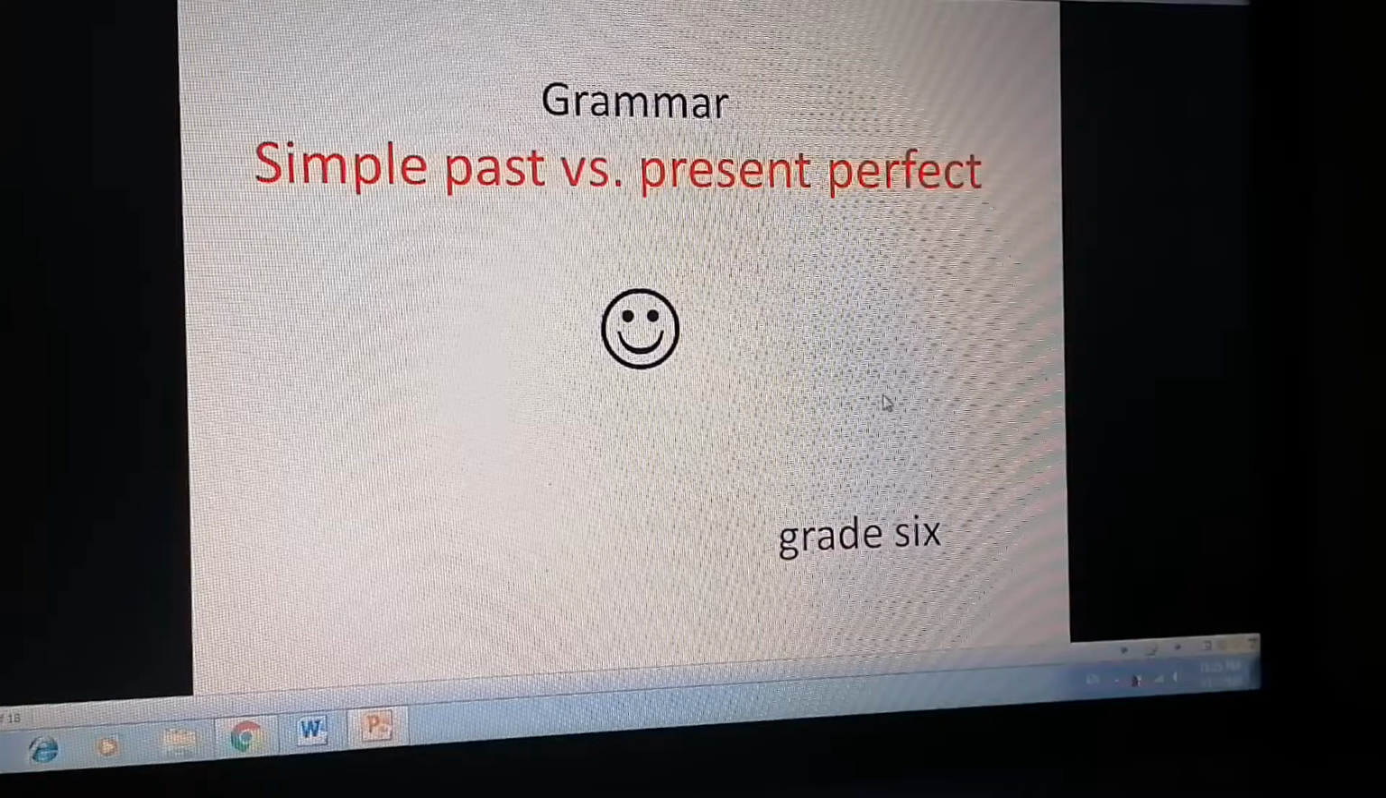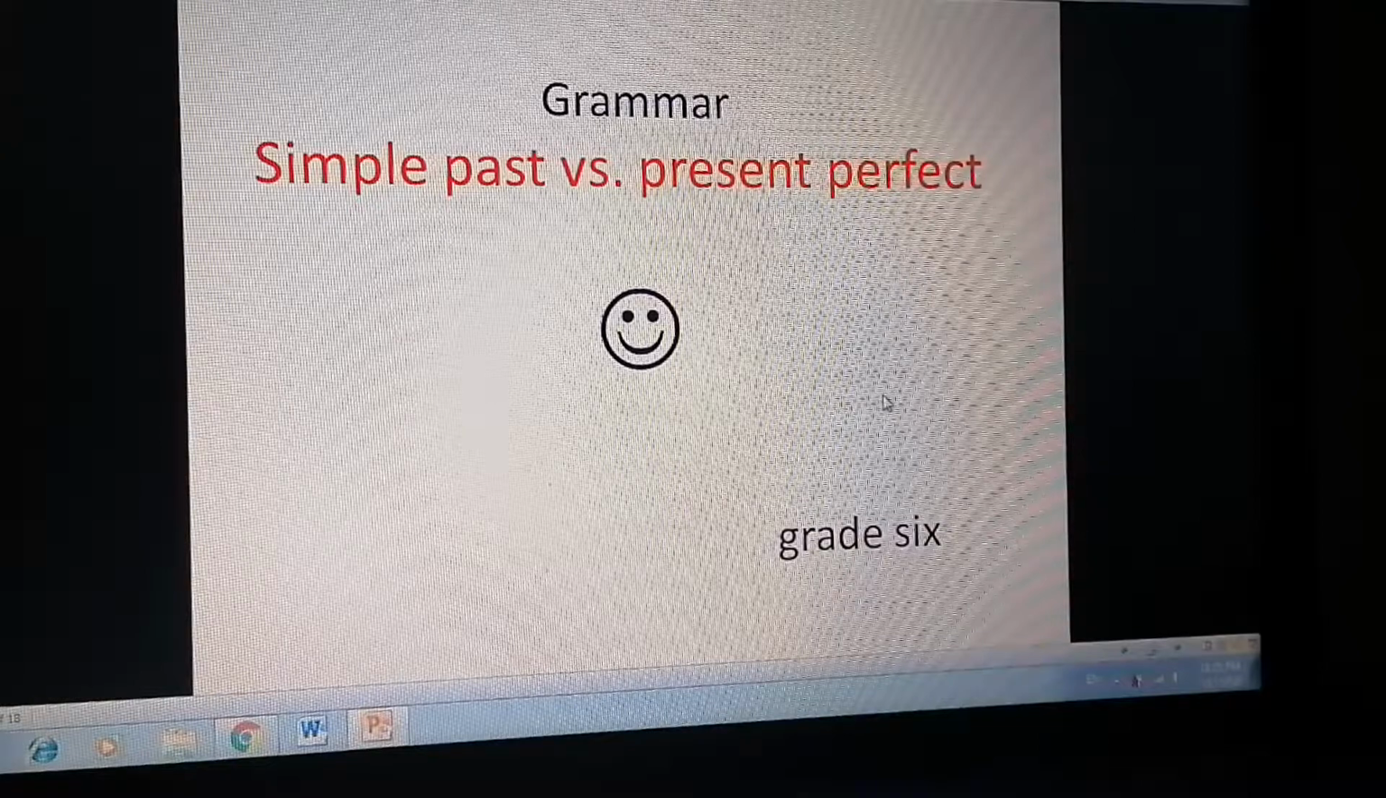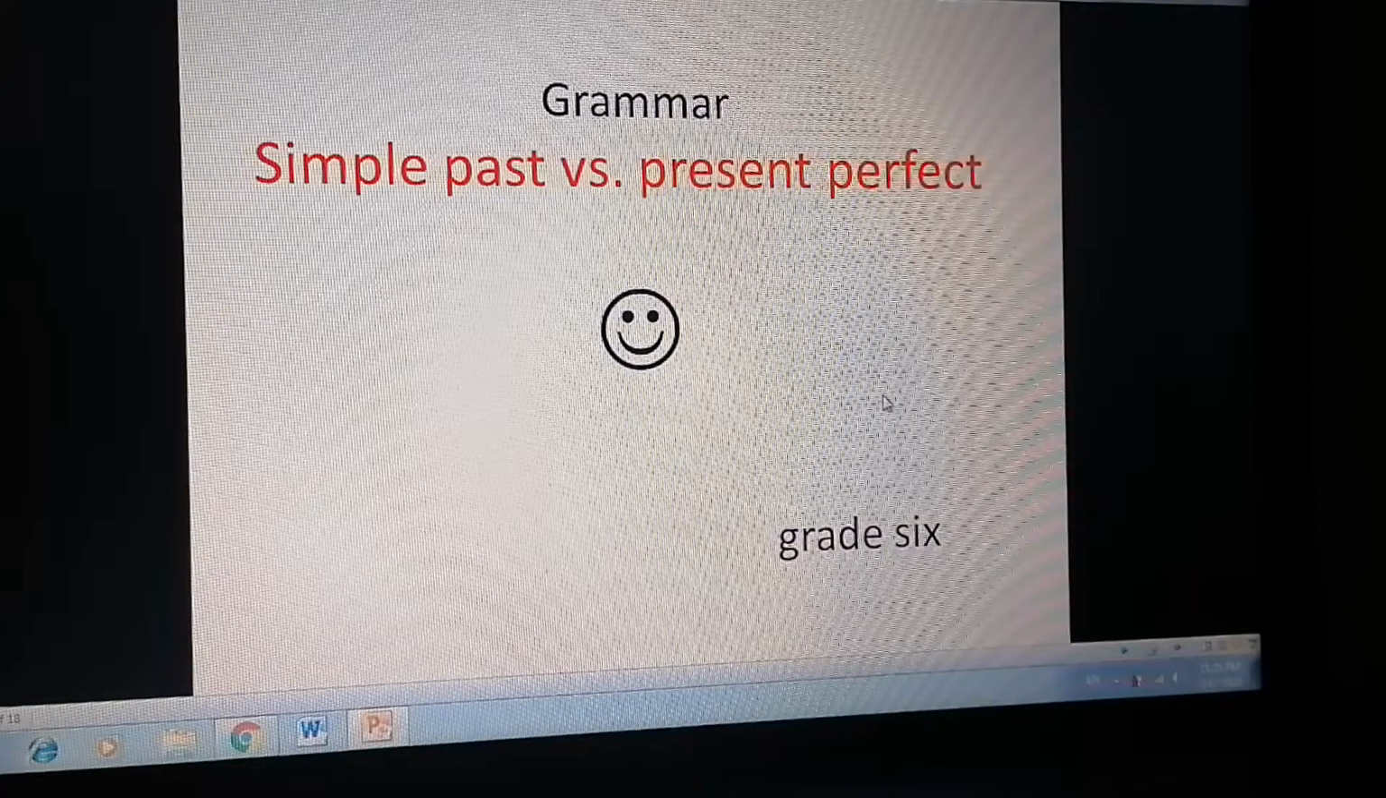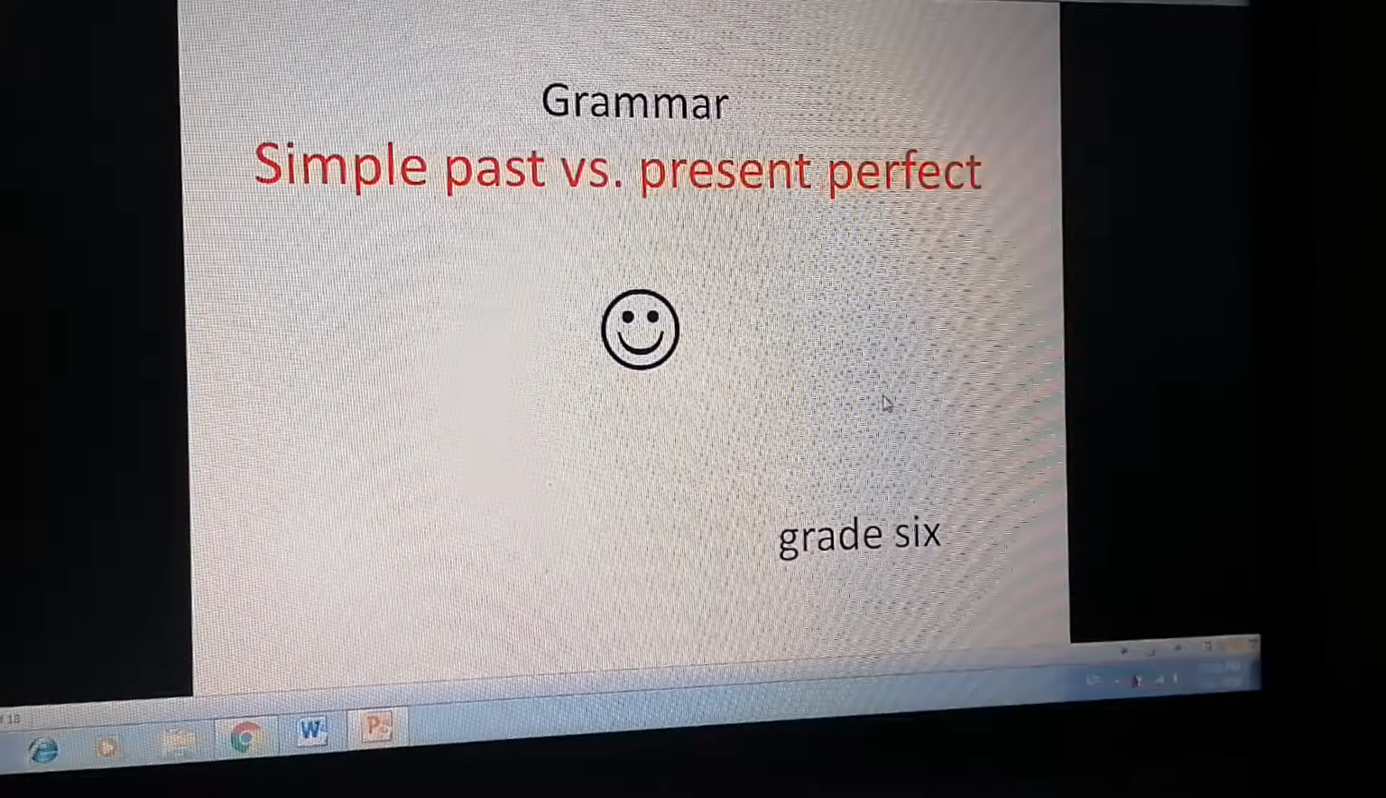Today we are going to talk about grammar for grade 6. The title of grammar is Simple Past and Present Perfect. Now we are going to talk about when do we use the simple past and present perfect. What's the difference between simple past and present perfect?